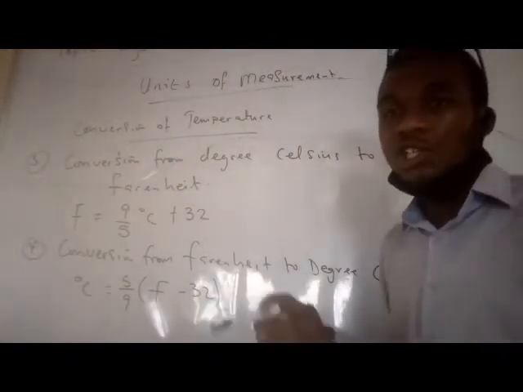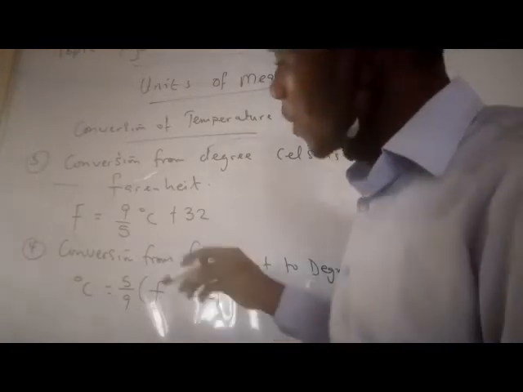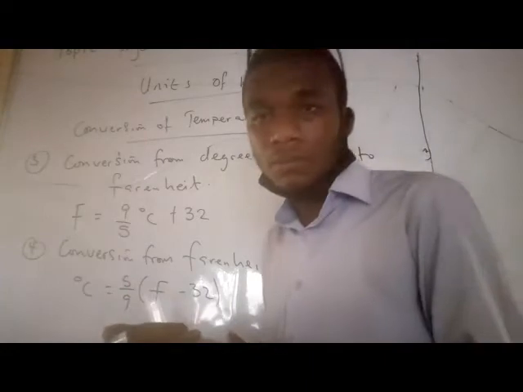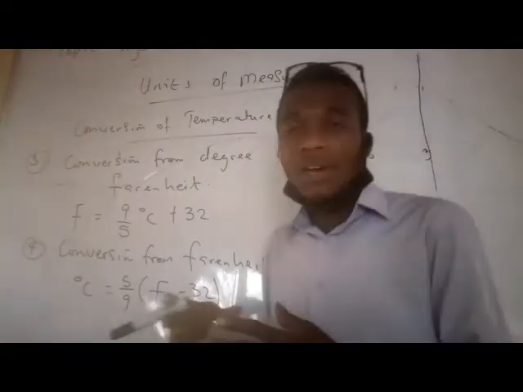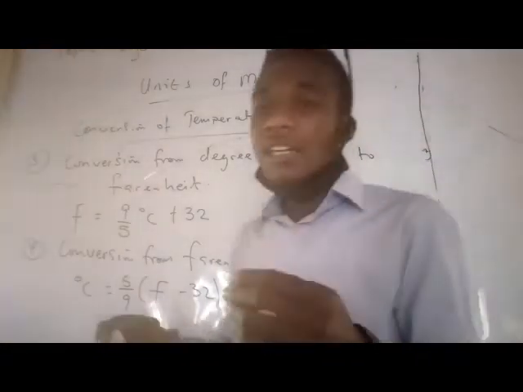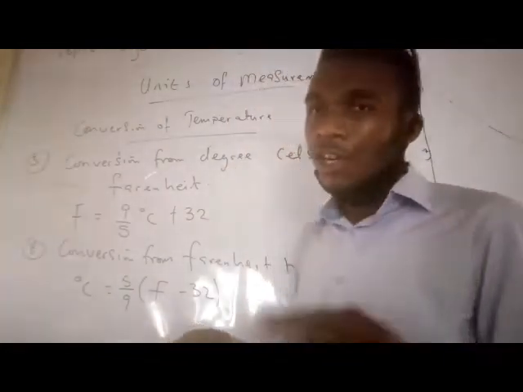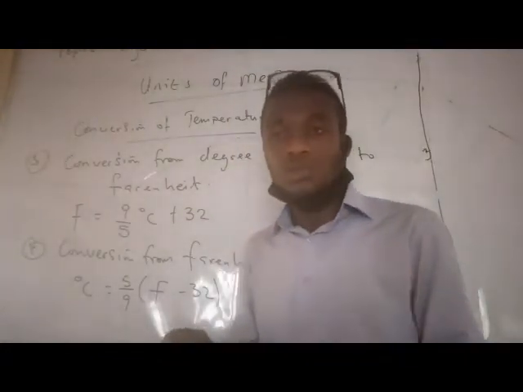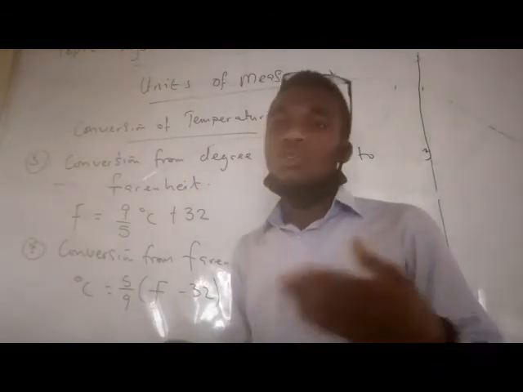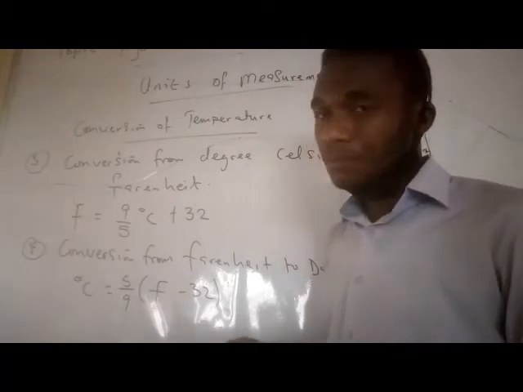Now, if you look at it, there's no formula connecting Fahrenheit and Kelvin. So if you're given your temperature in Fahrenheit and they ask you to convert it to Kelvin, first you need to convert it to degree Celsius. When you convert it to degree Celsius, then you add 273 to it to give your temperature in Kelvin.